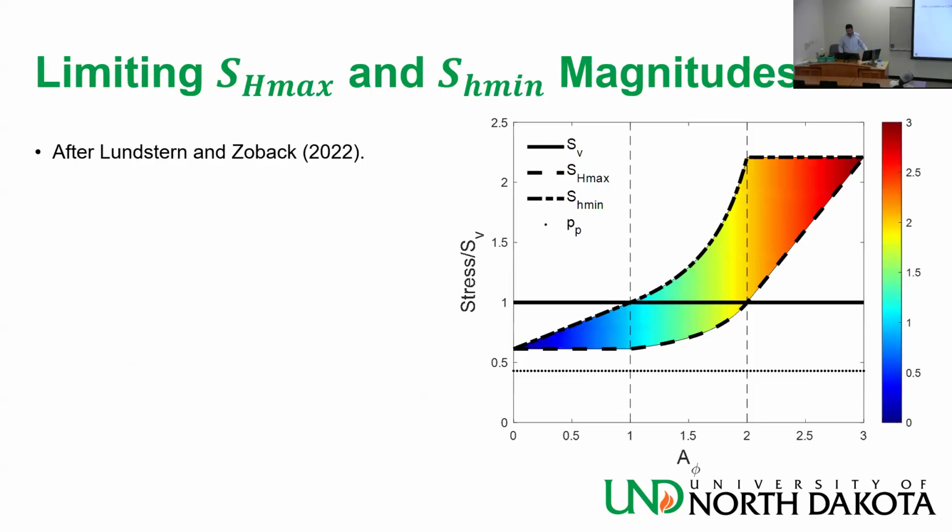It's from Lundstern and Zoback, 2022. That's how they cite it. This plot shows the limits of SHmax and Shmin to shear failure, honoring the Mohr-Coulomb failure criterion, of course. Similar to the polygon, it shows all the stress states that are possible, from alpha p equals 0 on the x-axis to alpha p equals 3. Very normal faulting at 0, very reverse faulting at 3.